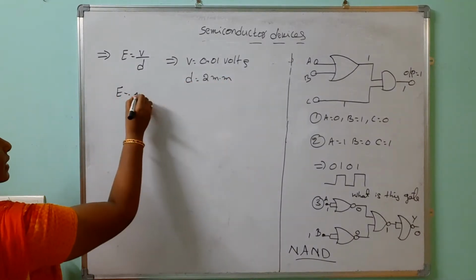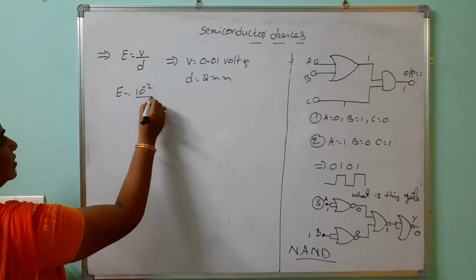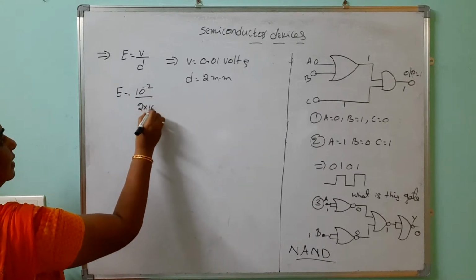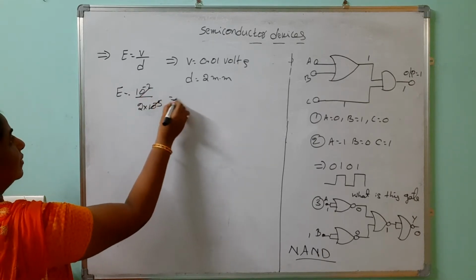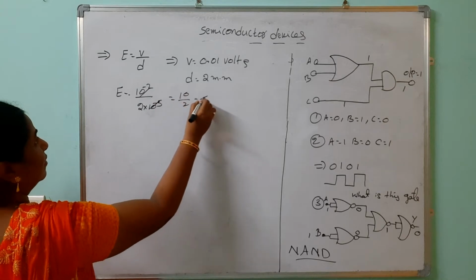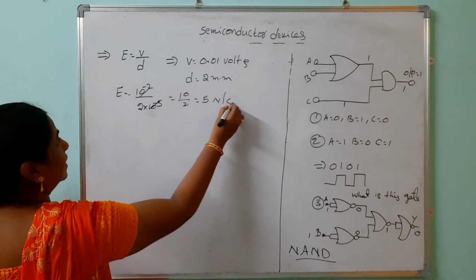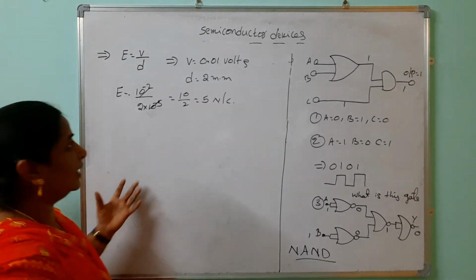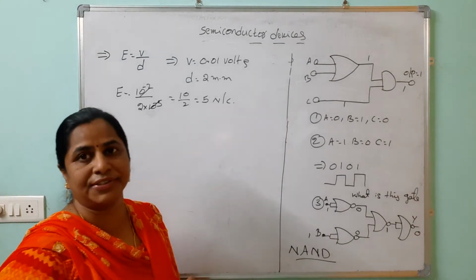E equals 10 power minus 2 by 2 into 10 power minus 3. After simplification, 10 by 2, 5 Newton per Coulomb. Like that, based on the depletion layer, we can expect this type of question.